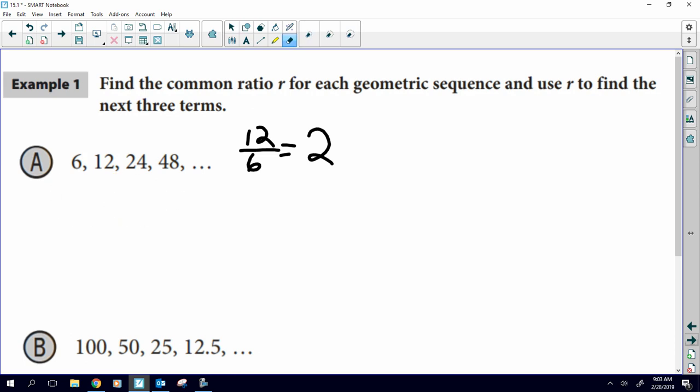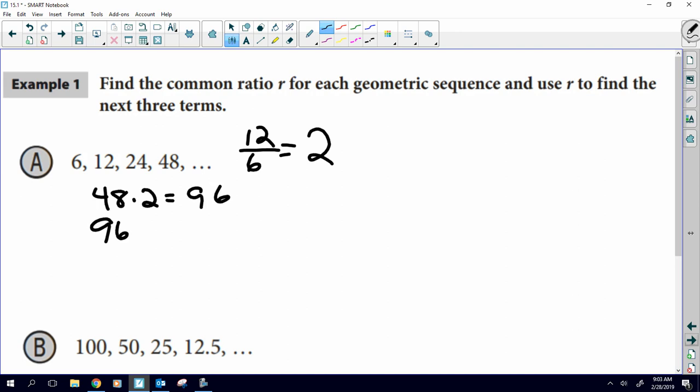I will erase that. All right, so we got 48 times 2. We already figured out that that's 96. We take 96, you multiply that by 2. You get 2, carry the 1, that's 19, 192. And you take 192, and you multiply that by 2, and that is 4, 8, carry the 1, 384.